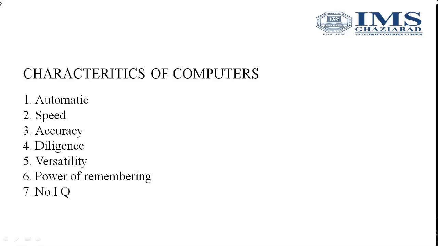So the basic characteristics of computers are: it is automatic. Since it is a machine, it does not start by itself. You have to start the machine, but once it is started, it will perform the desired task until it is interrupted by some error or power failure. So it is automatic, meaning once it gets started, it stops only after completing the desired task.